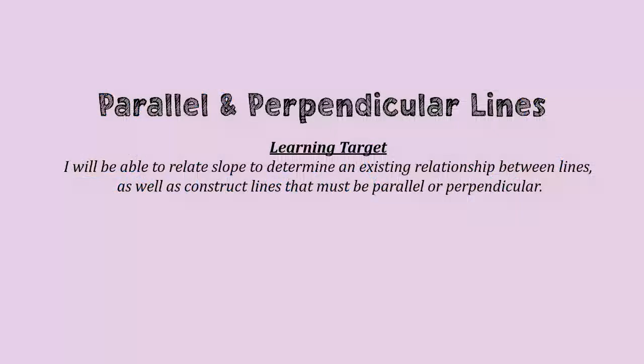So in this lesson, we learned, and hopefully this is a little bit of review, we did do some of this first semester, and you might have some experience from Algebra 1 and maybe even before. We're now able to relate slope to determine an existing relationship between lines, as well as construct lines that must be parallel and perpendicular. So just make sure you're practicing, doing your homework, and using the supplemental resources. If you need to go back and rewatch anything or reach out and ask questions, please do so.